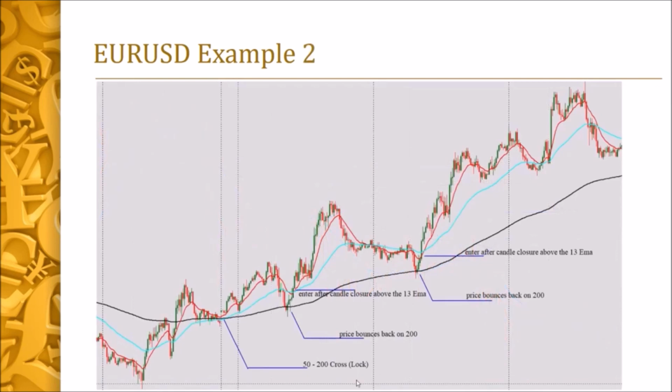Then on our second example, our first step is to see 50 200 cross. Price actually pulled back to the 200 EMA, and candle closure above 13 was our entry trigger, and we had our 50 pips. Our 25 pips was actually below this structure. On the following day, we were actually issued another setup, which was also a beautiful setup, and we were going to earn some more 50 pips.